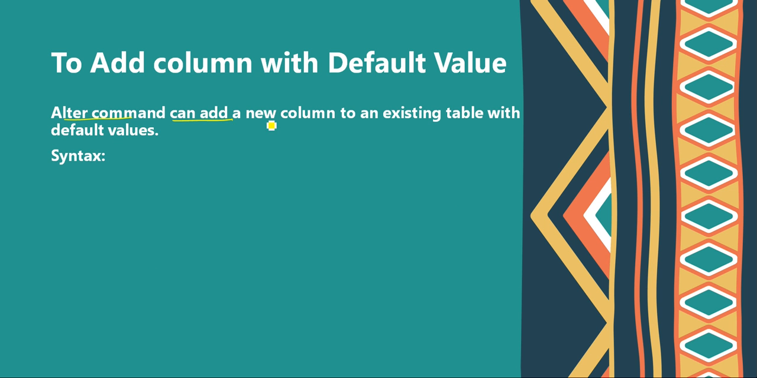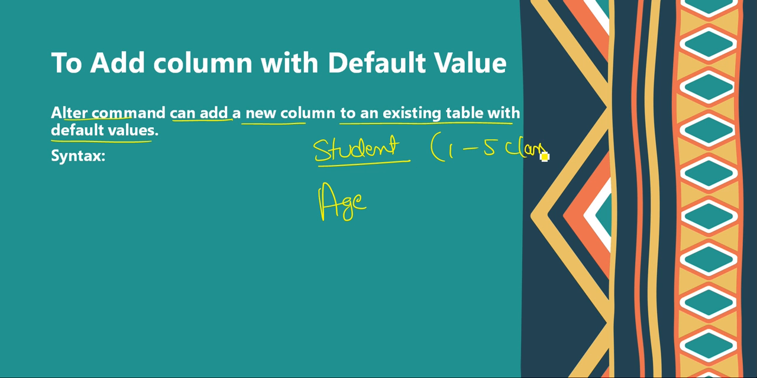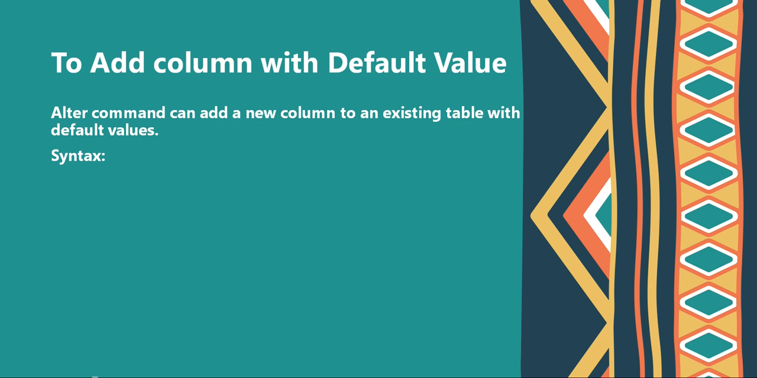So alter command can add a new column to an existing table. We have just seen that, with default values now. Let's say in the age column in our student table, I run a school of class 1 to 5. So obviously the age should be in between, right? Less than 10, or 5 to 10, right? So in case the student doesn't know his or her age, in that case I want to insert a default value of age 7. Okay, so let's just do this and try to understand this one.